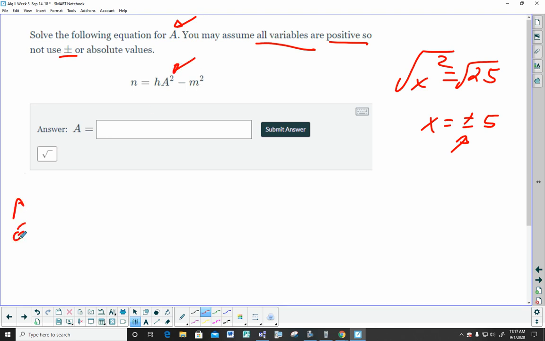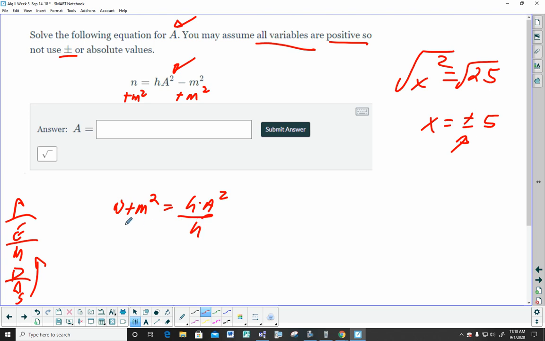PEMDAS. Undo any adding and subtracting first, then multiplying or dividing. So I have to undo adding and subtracting. The m squared is held there by subtraction, so I'm going to add m squared to both sides. So I have n plus m squared is equal to h a squared. Again, I want to solve for a squared. This is held by multiplication, so I'm going to divide it out. So I have n plus m squared over h is equal to a squared.